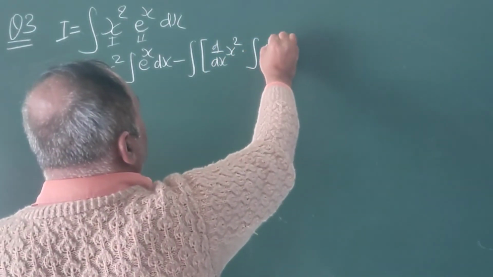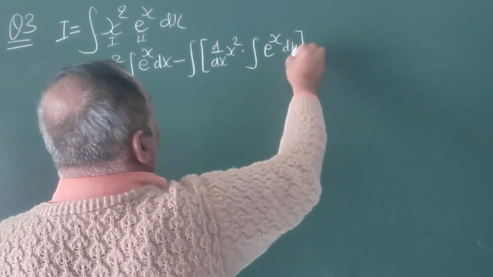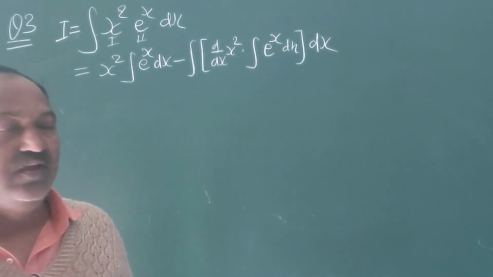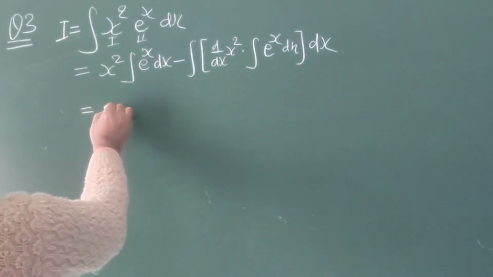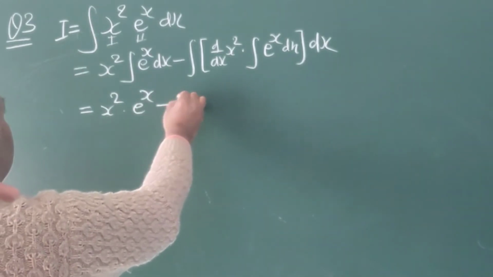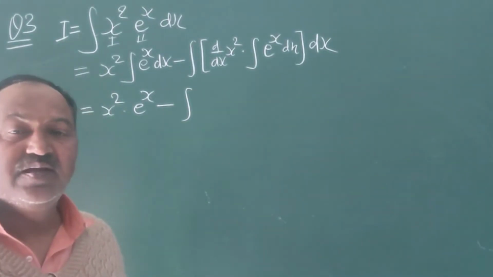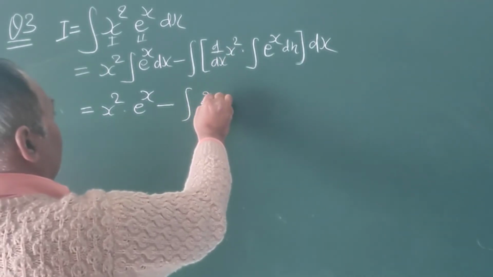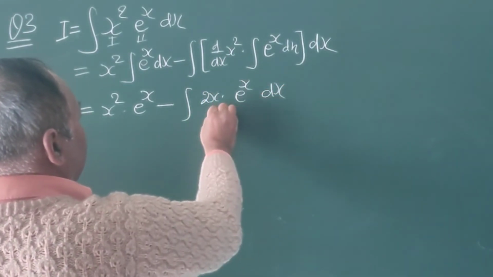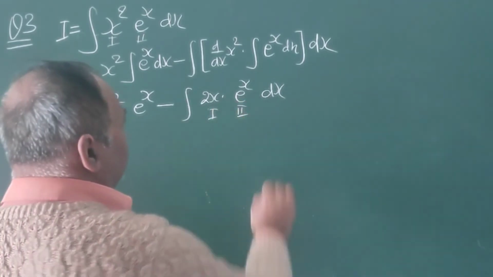into integration of second, whole integration. Now this becomes x square, integration of e raised to power x is e raised to power x, derivative of x square is 2x into integration of e raised to power x is e raised to power x.